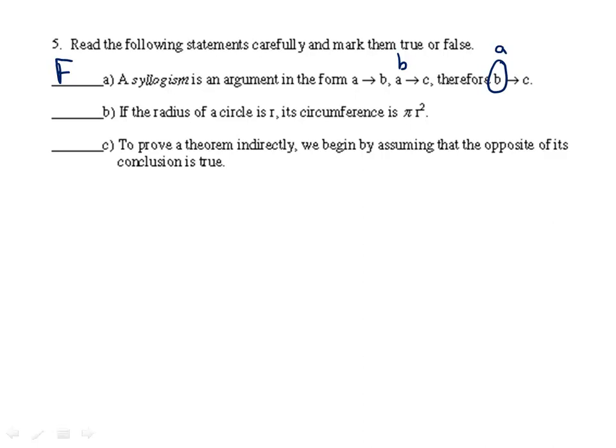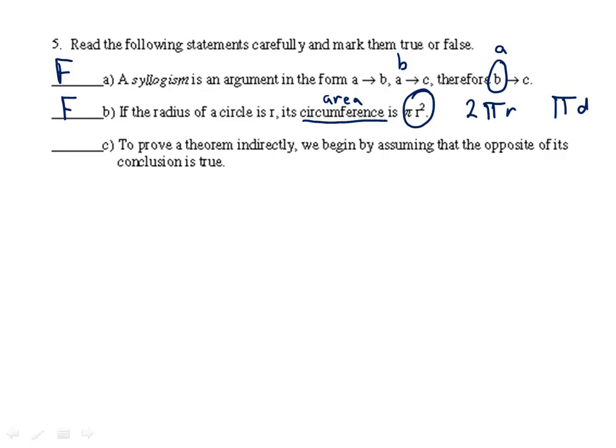B, if the radius of a circle is r, its circumference is pi r squared. Trick question. No, not the circumference. Circumference is 2 pi r, or pi times diameter. This is the area formula. So if we had changed this word to area, it would be true, but because it says circumference, it's false.